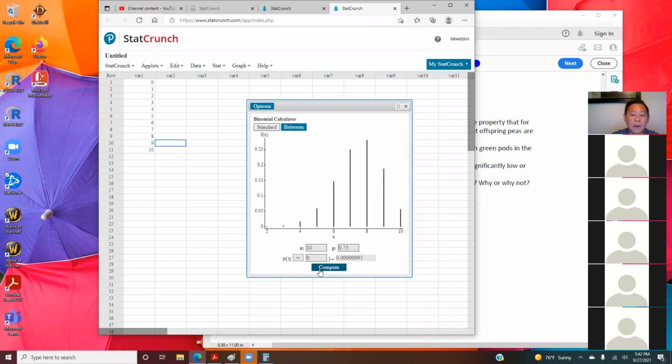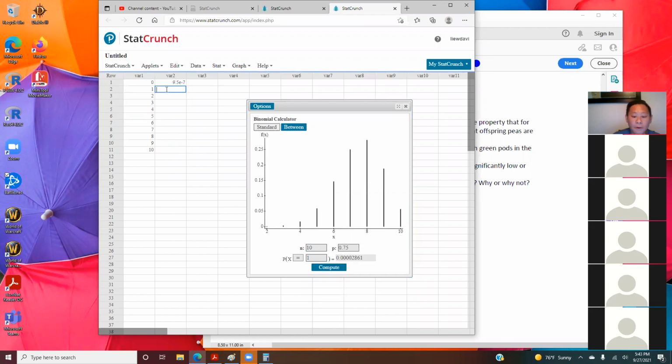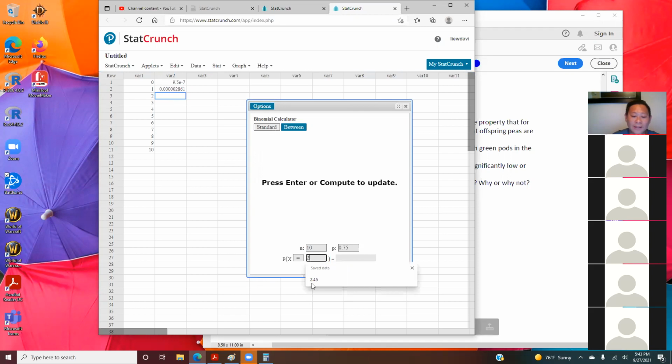When you do 0, this is 0.00000095. It's a lot of work. When you put x is 1, exactly 1, this is 0.123452861. I'm not calling you to do this. I'm just doing this for you guys so you can see why it's a lot of work.